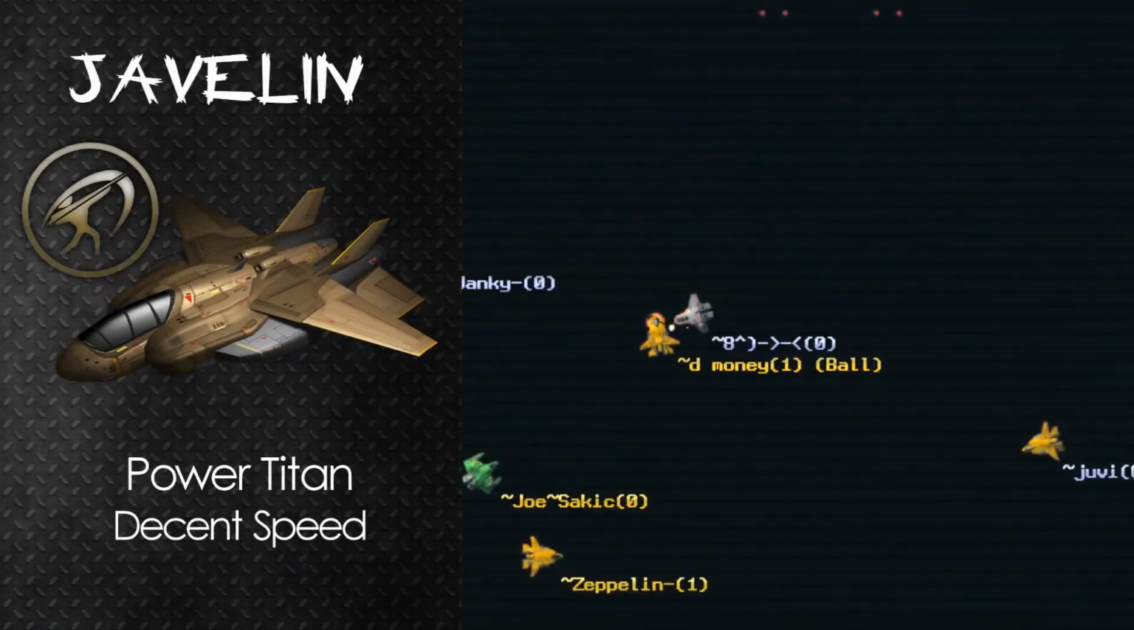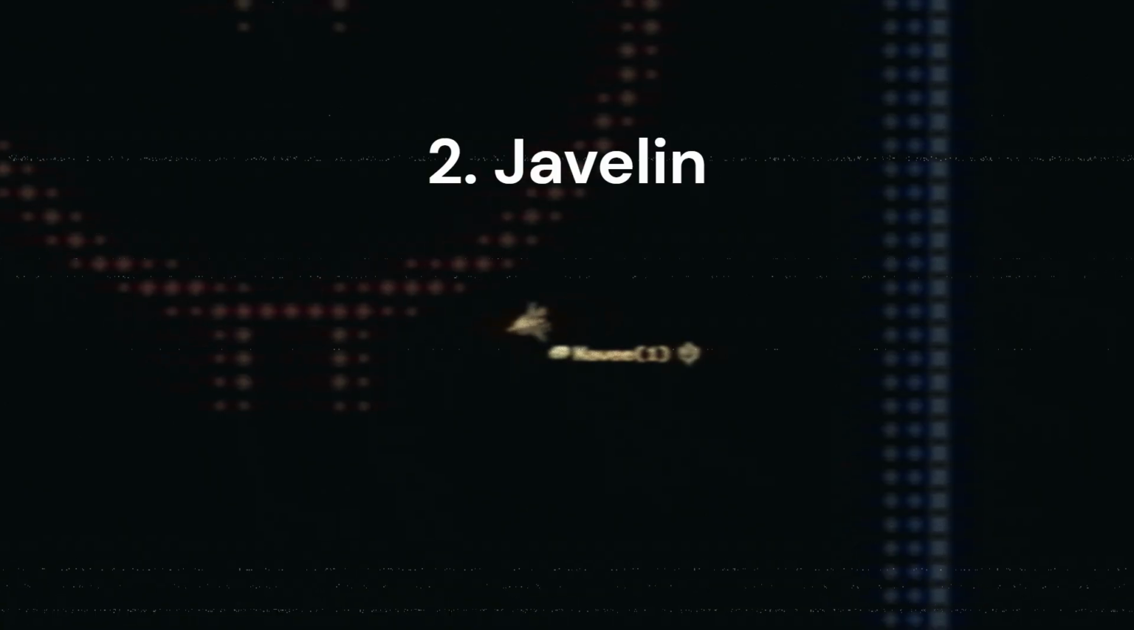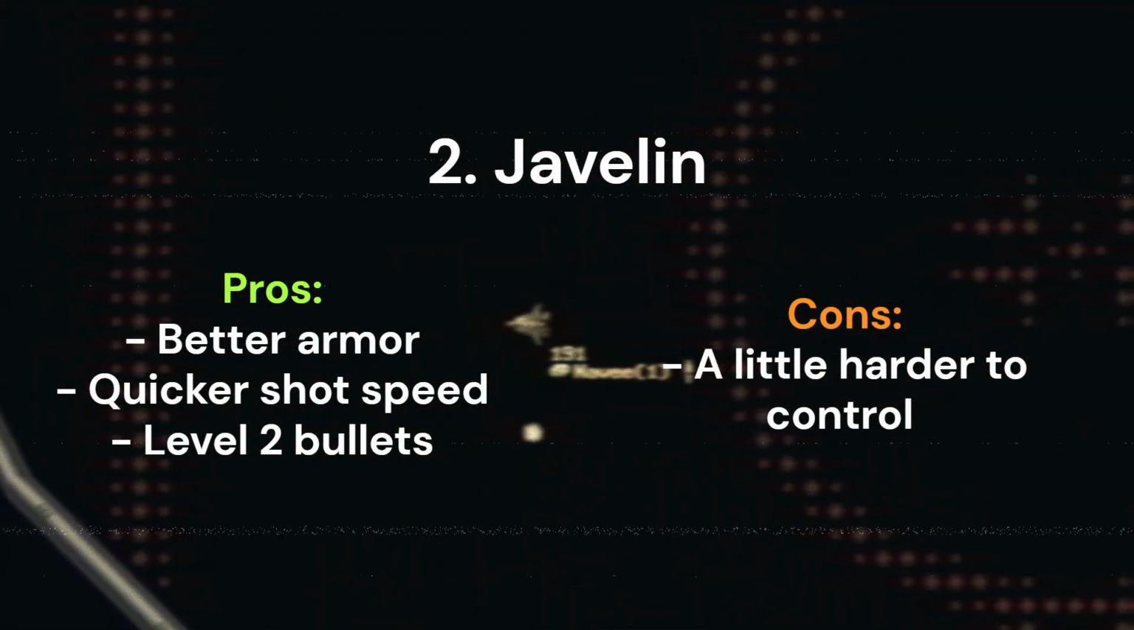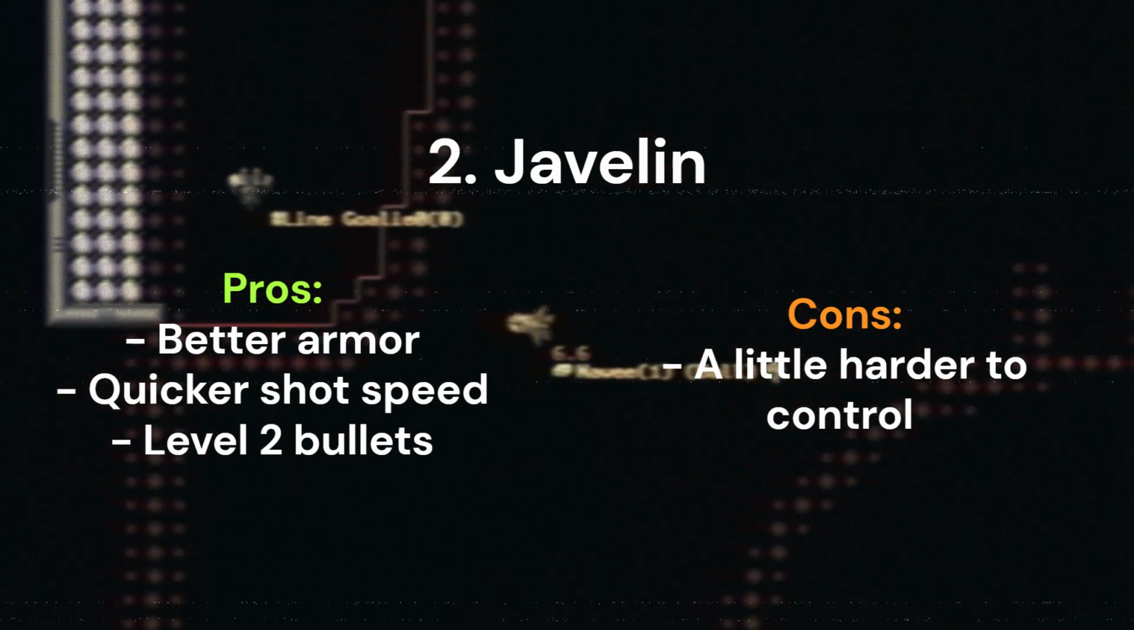Ship number 2 is called the Javelin, and the Javelin is made to take a couple of hits before it goes down. It also has accurate, fast shots. So if you like scoring and you like taking a couple of hits, the Javelin might be for you.